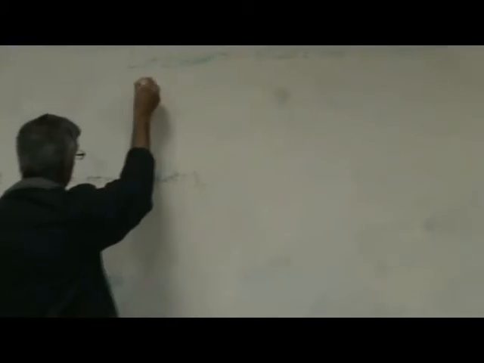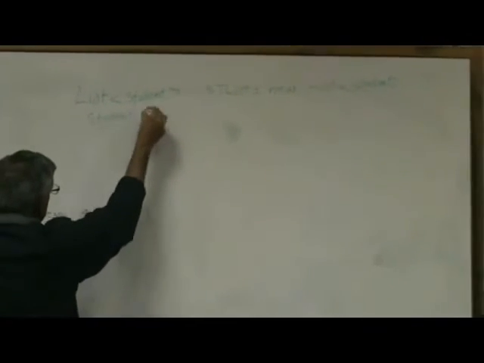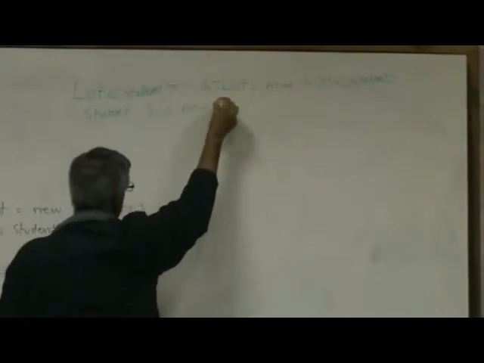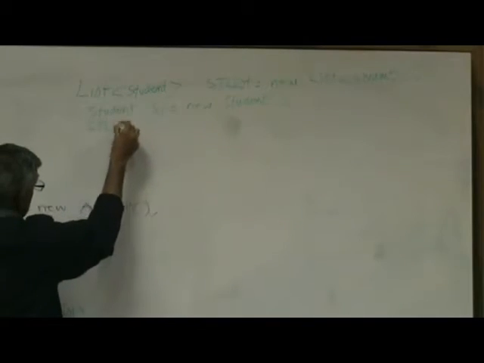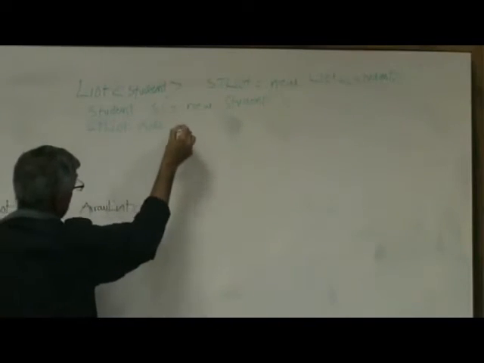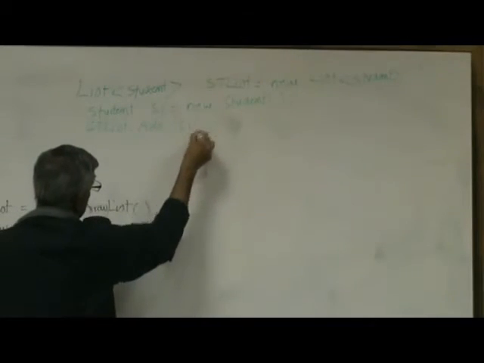Once we do that, the rest of it is very similar to the array list. Then we can create a student. So for example, Student s1 equal to new Student. And then we can say stList.Add(s1). Just like we did before, that's very similar, right? However, there's one difference now.